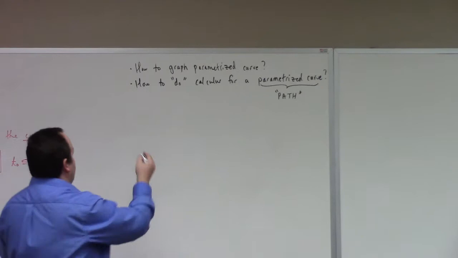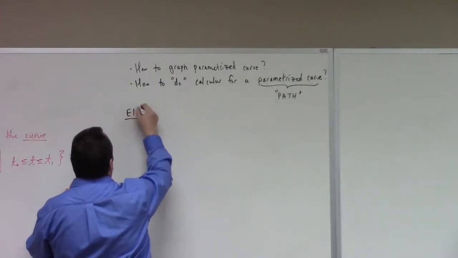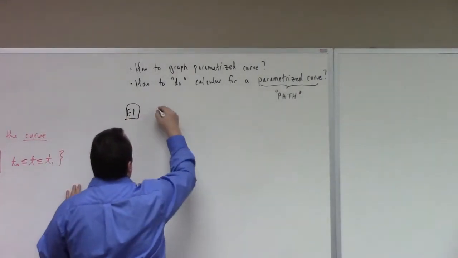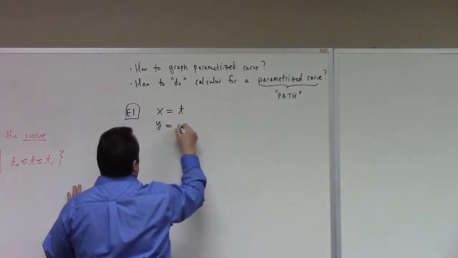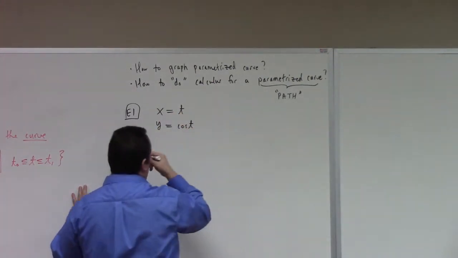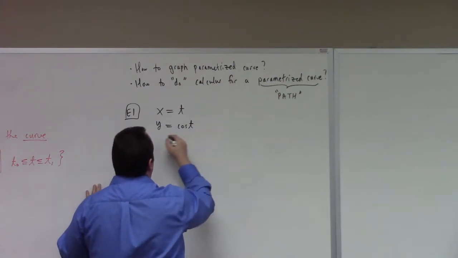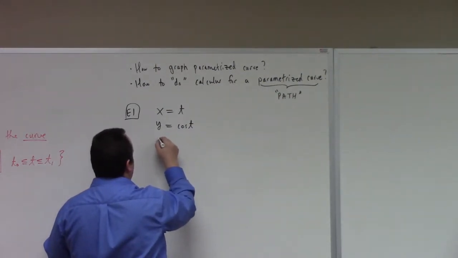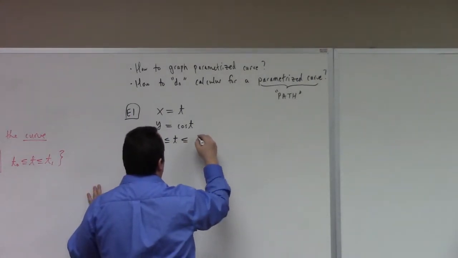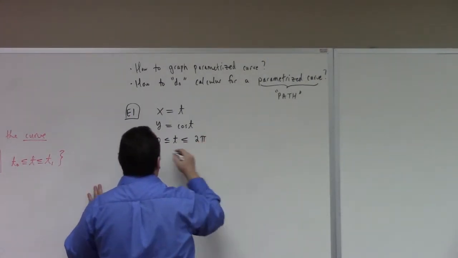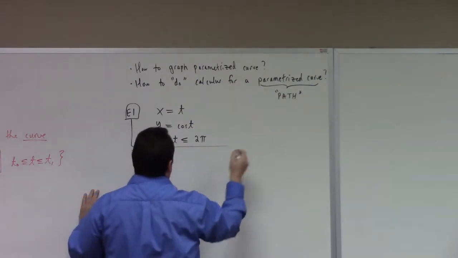Let's just start out with an example. Suppose I have x is equal to t, right? And y is equal to cosine t. And we're going to let the time, the parameter, range from 0 less than or equal to t less than or equal to, let's go all the way to 2 pi. All right? Let's try to graph this thing.